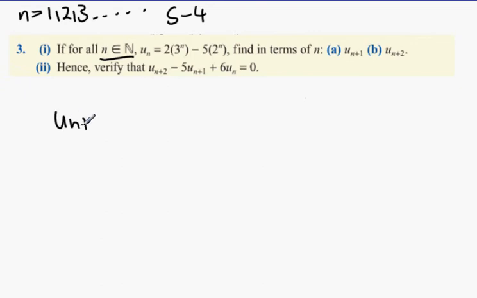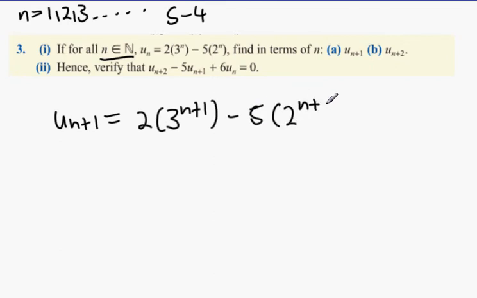Well, to get u of n plus 1, all I need to do is anywhere I see n, replace it with n plus 1. 2 times 3 to the n plus 1 minus 5 times 2 to the n plus 1. Okay, now I can change this. I'm going to change it into 3 to the n's. The reason why I know I'm going to have to do this is I'm going to have to prove that they're all equal to 0.